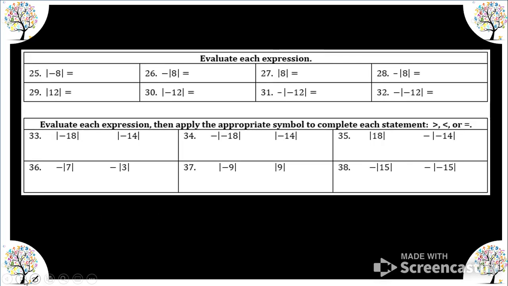Okay, pause the video and complete these problems before we come back to the next part of our lesson.